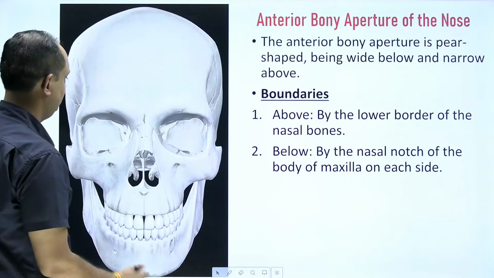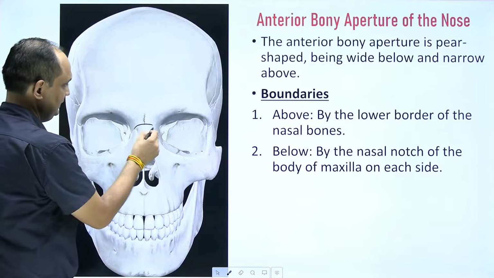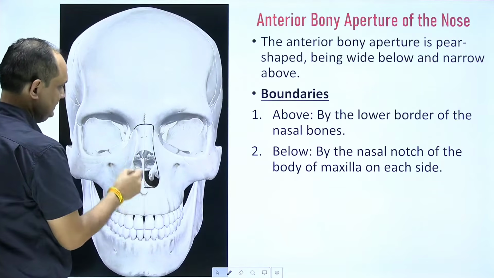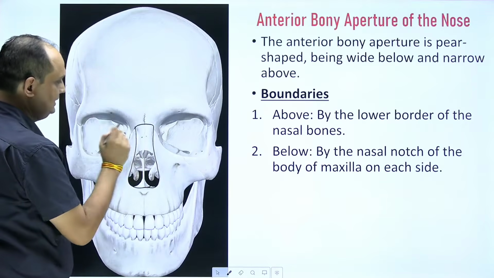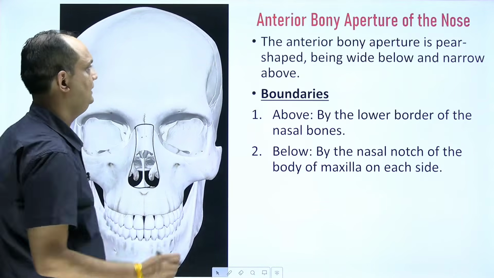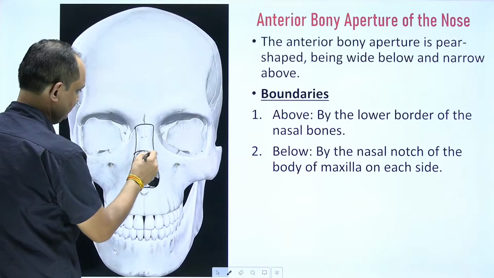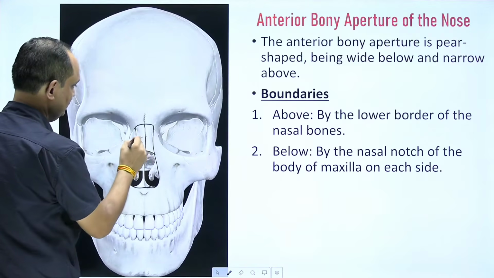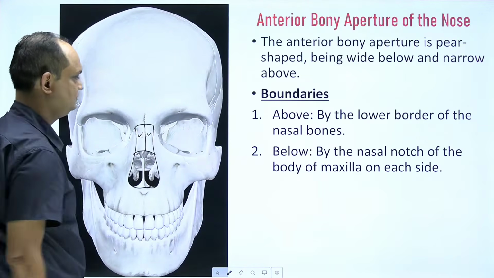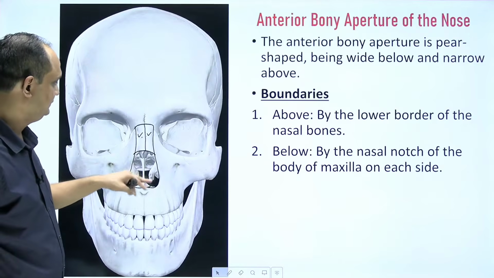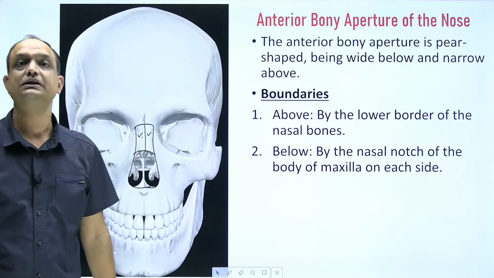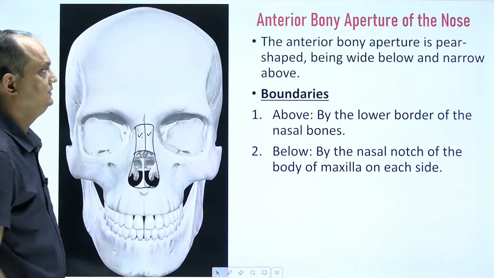Now, what about the next part is anterior bony aperture of the nose. Now, when you will see the bony aperture, this is your anterior bony nasal aperture. Now, in this nasal aperture, we have already seen that the upper part is filled by the nasal bones. So these are the two nasal bones. Now remaining part of this nasal aperture is filled by the nasal cartilages.